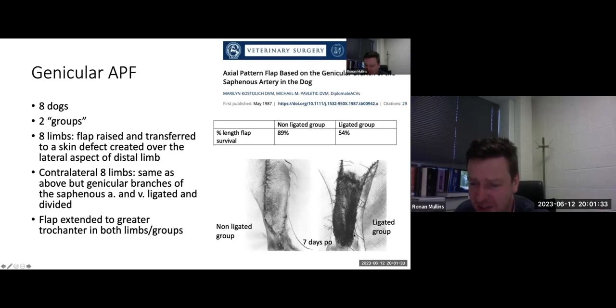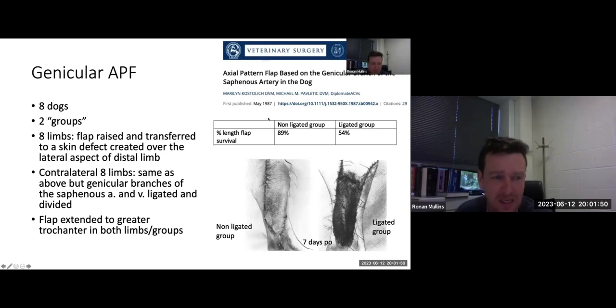So this is just showing you here necrosis of the distal aspect of the flap, confirming that these are the vessels involved in this axial pattern flap. So this is really showing you, obviously, the important vascular supply to this flap.